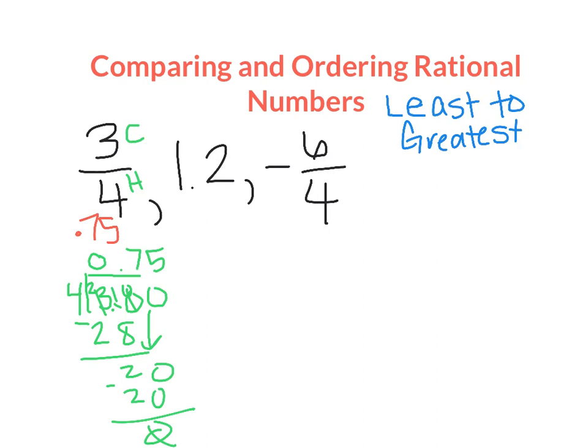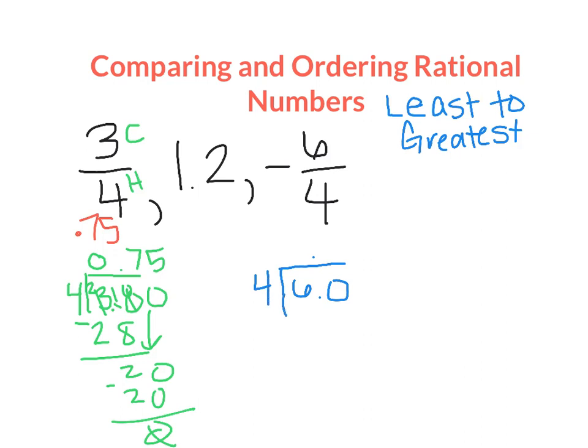Now I have to change my -6/4 into a decimal as well. I don't need to worry about the negative sign right now. I just need to divide like normal, and then I know I need to put the negative sign when I'm done. Again, cowboy, horse. Cowboy goes in the house, takes off his boots, hangs up his hat, and eats a donut. He leaves his horse outside.